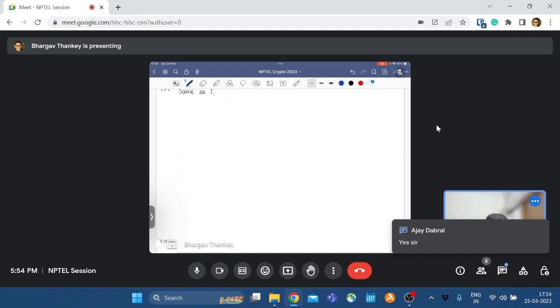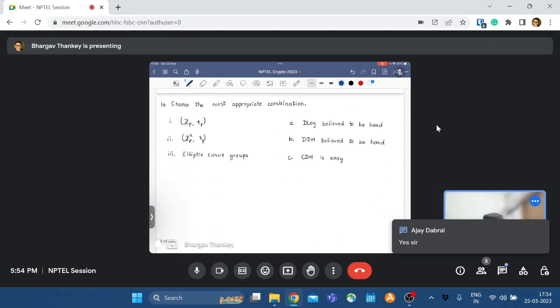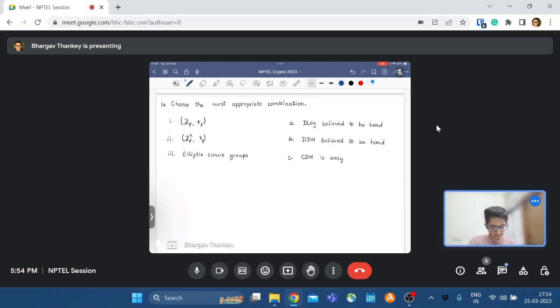Yeah, let's look at the next one. Again, it's choose the most appropriate combination. On the left hand side, we have groups. On the right hand side, we have assumptions. The first group is ZP with addition mod P. The second group, oh wait, I should write P is prime.